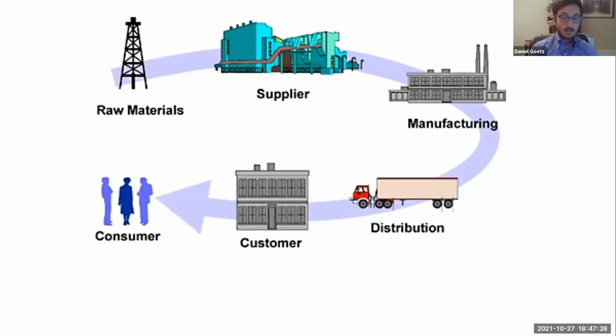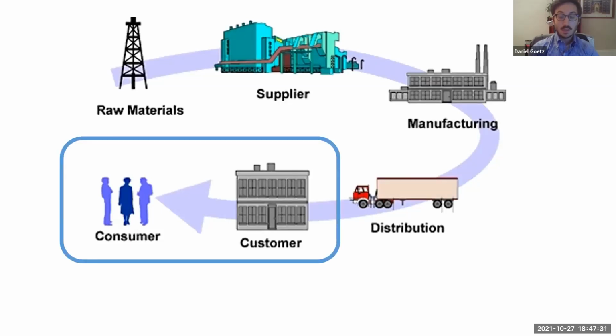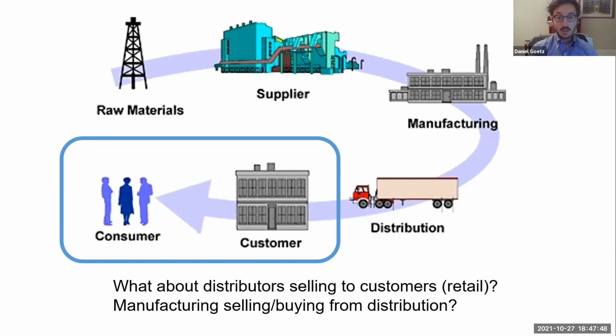Till now, we've just been discussing basically this stage of the pricing process, this gray box representing a retail store selling to the final consumer, you and I. But at every stage in the supply chain, things are being bought and sold, right? So what about distributors selling to customers? Wholesalers selling to the retail stores. What about manufacturing selling to the distributors? So the factory that makes the product selling to the wholesaler.